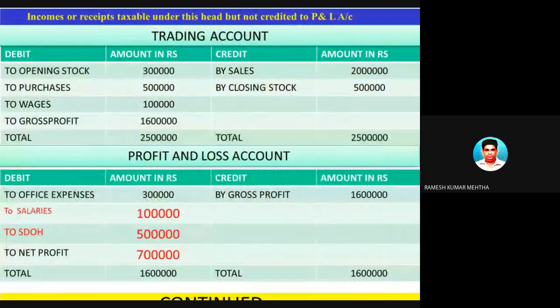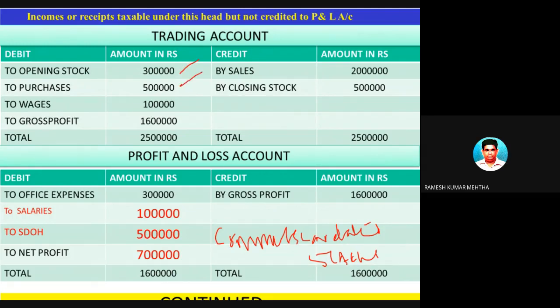So the trading account and the profit and loss account are given, and from this we will find out what is the error which has been committed. Commission related to business, 5 lakh rupees. I will just take a small adjustment. Now let's talk about the example. So opening stock is 3 lakh rupees, purchase is 5 lakh rupees, wages is 1 lakh rupees, sales is 20 lakh rupees, and closing stock is 5 lakh rupees.